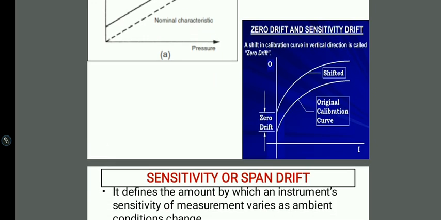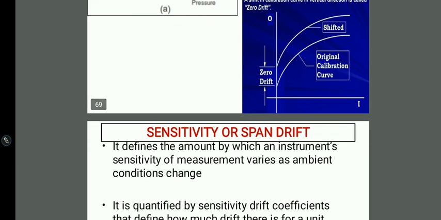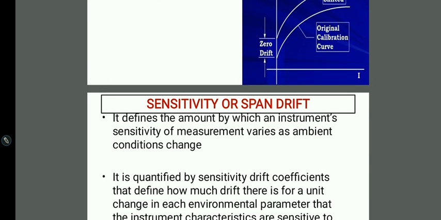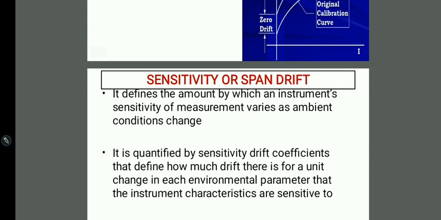Then next is sensitivity drift or span drift. It defines the amount by which an instrument's sensitivity of measurement varies as ambient conditions change. So how much sensitivity change has happened when the ambient measurement conditions have changed. That is span drift or sensitivity drift. It is quantified by sensitivity drift coefficients that define how much drift there is for a unit change in each environmental parameter that the instrument characteristics are sensitive to.